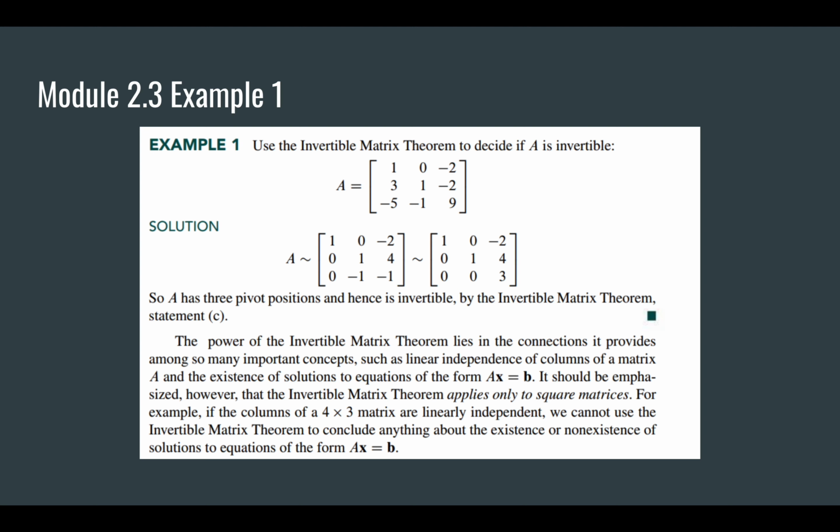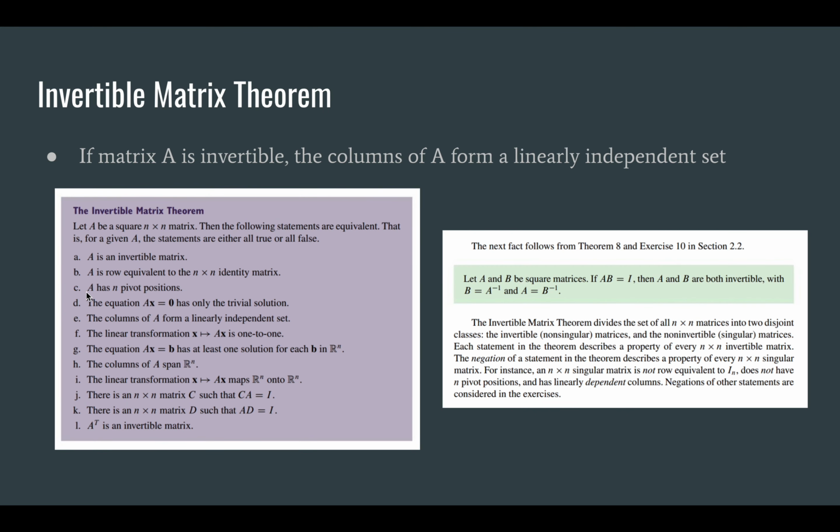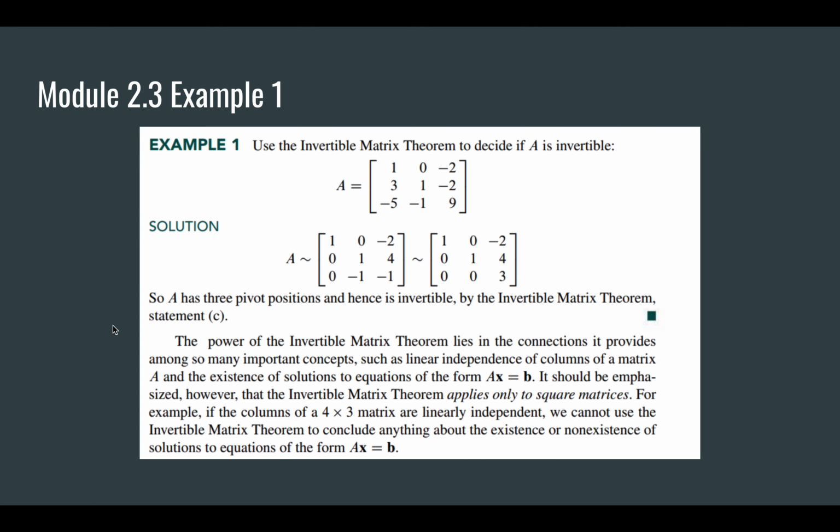And of course, if statement C is true, then all have to be true or false together. So in this case, all are true. And for statement E, the columns of A form a linearly independent set. So therefore, we know that the columns of matrix A are linearly independent.